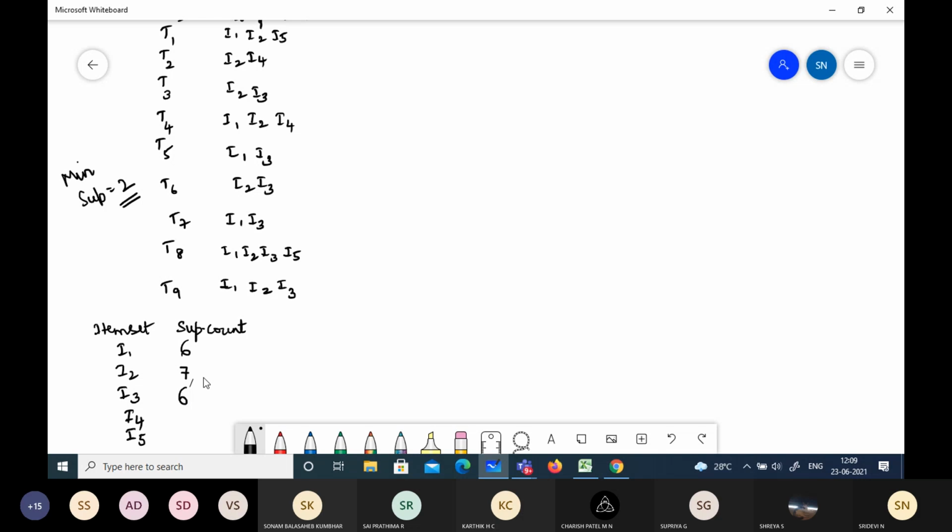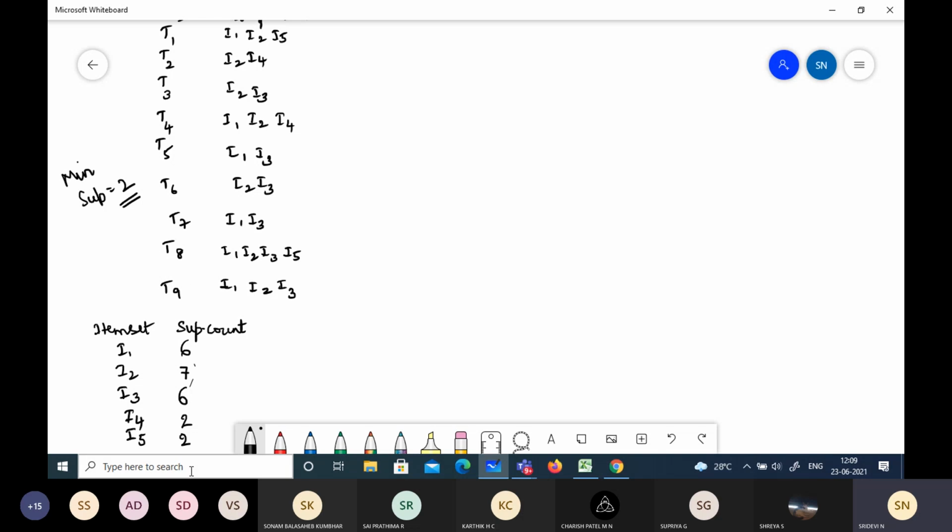I4, excuse me, I4 we have 1, 2. I5, 1, 2. So we have 2. This is the support count. All can be moved on to the next stage, because the support count is 2 and all are having the minimum support count of 2.